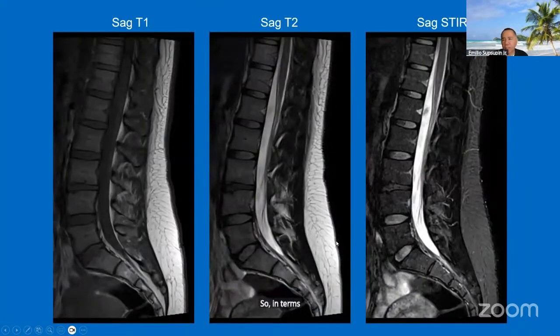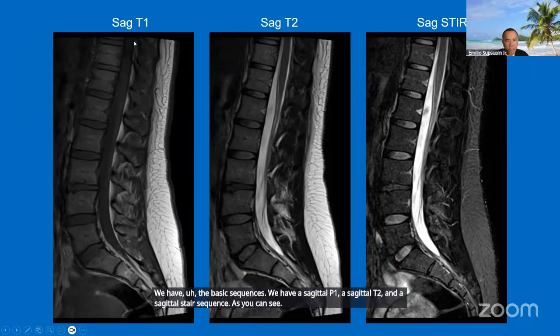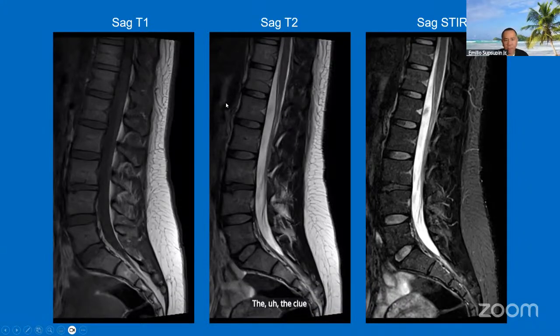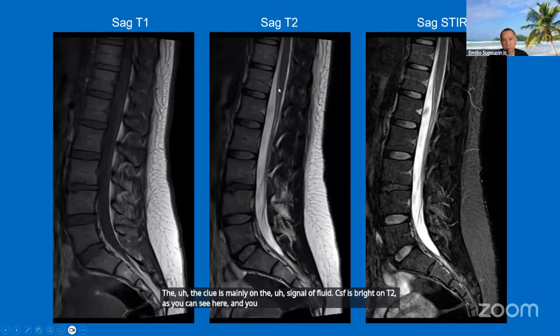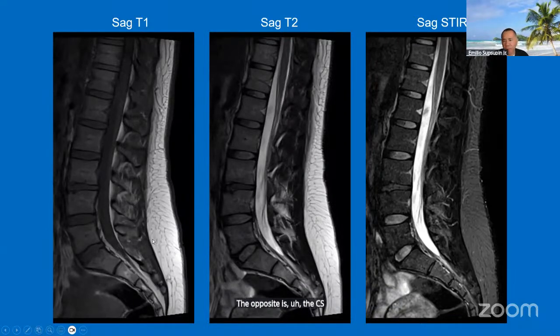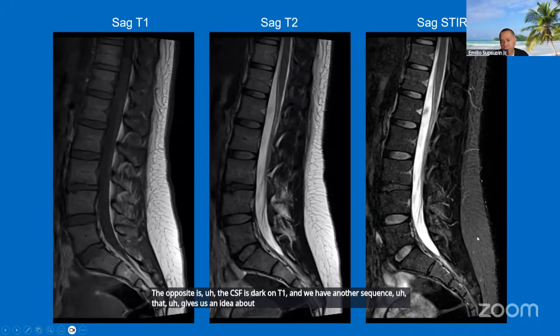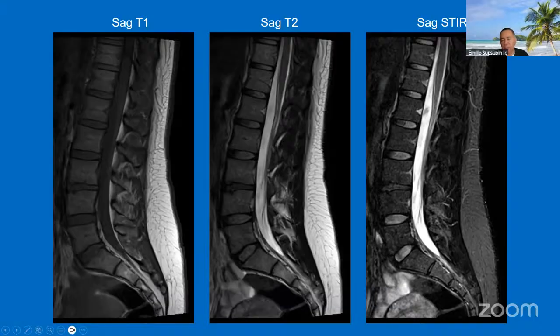In terms of the workhorse that we use for this imaging, we have the basic sequences. We have a sagittal T1, a sagittal T2, and a sagittal STIR sequence. As you can see, the clue is mainly the signal of fluid. CSF is bright on T2, as you can see here, and you can see the distal cord, the conus, and the neural structures. The opposite is true on T1, where CSF is dark, and we have another sequence that gives us an idea about basically the fluid content, the marrow signal in general.